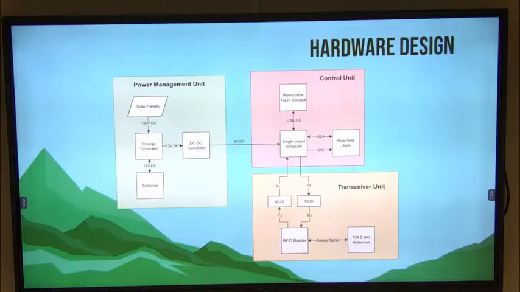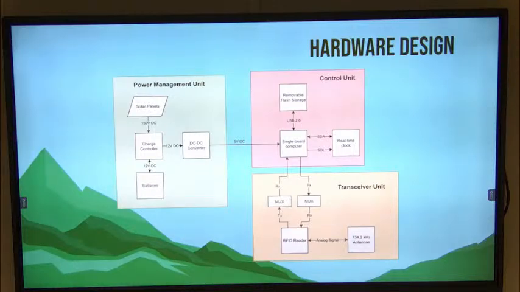Then we have our control unit, which contains a real-time clock and a removable flash storage that the client can use to collect the data. The reason that we need a real-time clock is because our client asked for a precision of 1 minute on when the records were made, when the snakes were detected. The clock that is contained in our single board computer, which is a Raspberry Pi 4, has an accuracy that is lower than that for the amount of time that the system would be deployed, which is 6 months.